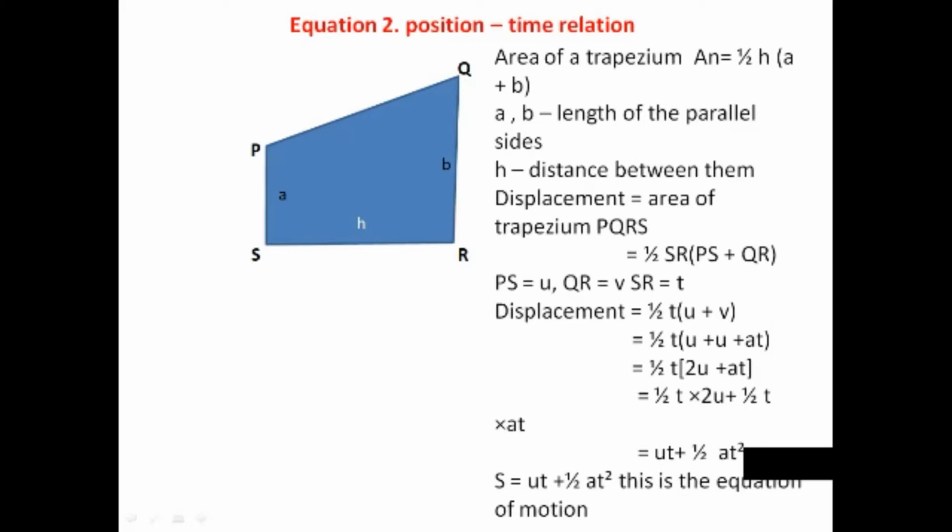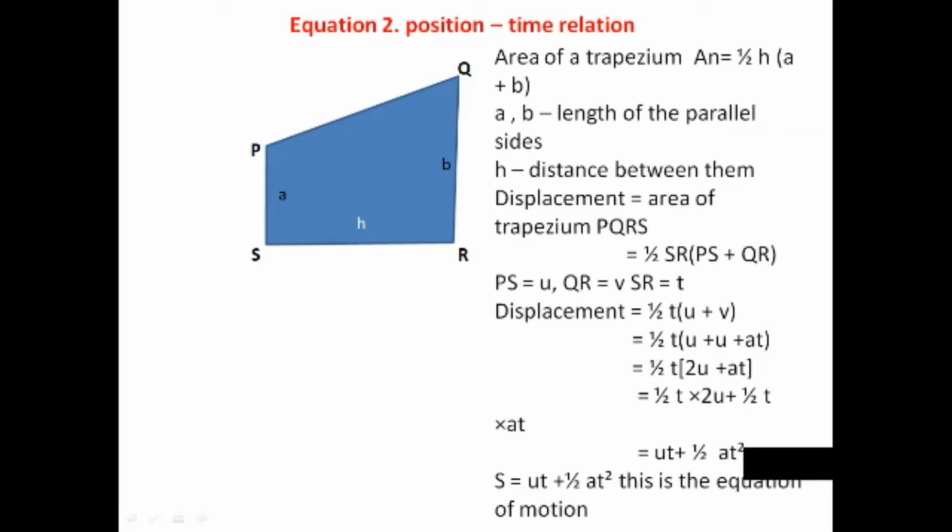We got, which is equal to half T into U plus U, 2U plus AT. Then multiplying each of the values in the bracket with the T. So half T into 2U plus half T into AT. So which is equal to UT plus half AT square.